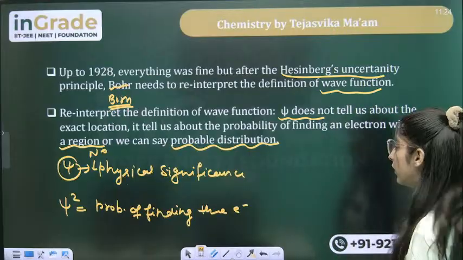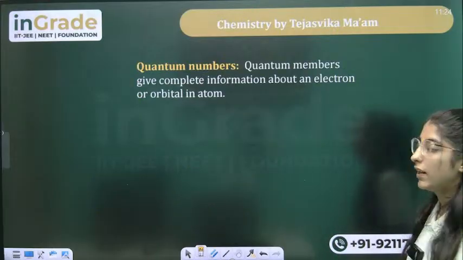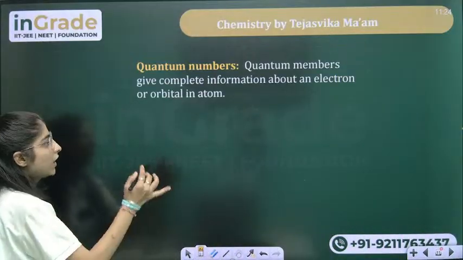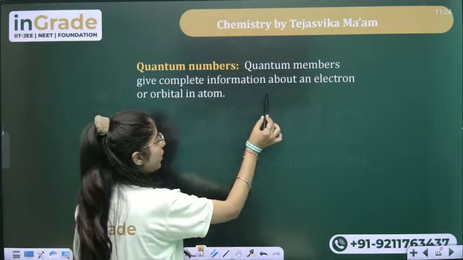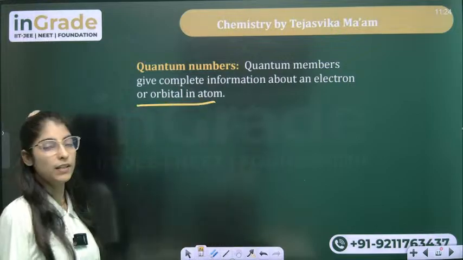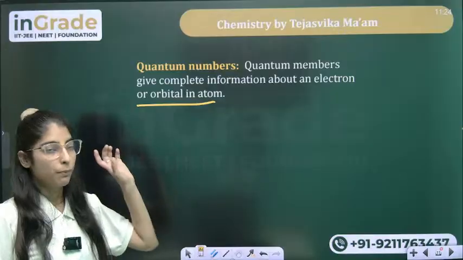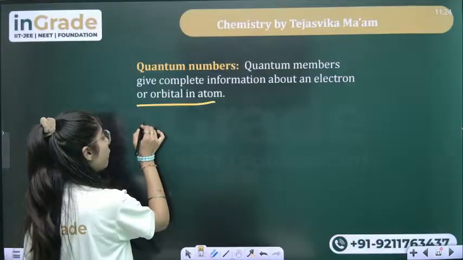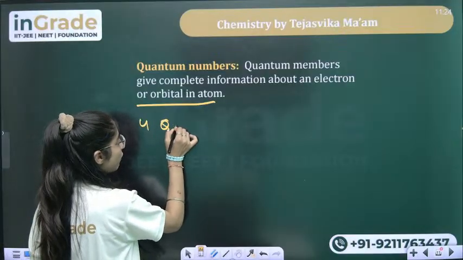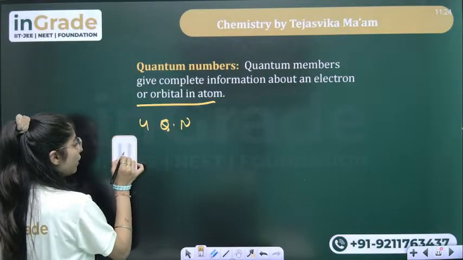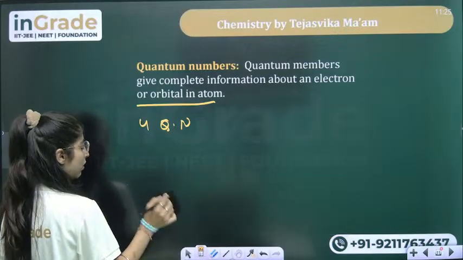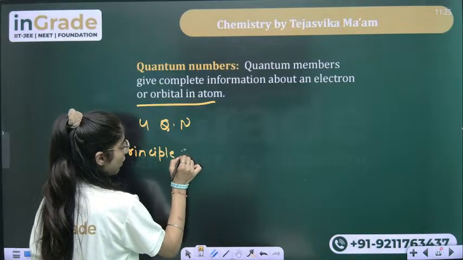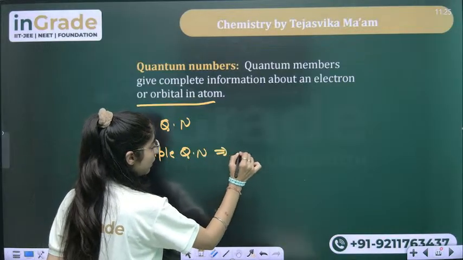Now let's move further and see why we need the quantum numbers. Basically your quantum numbers give you complete information about an electron, or you can say an orbital in an atom. They are represented by 4 quantum numbers. One is your principal quantum number, represented by n.